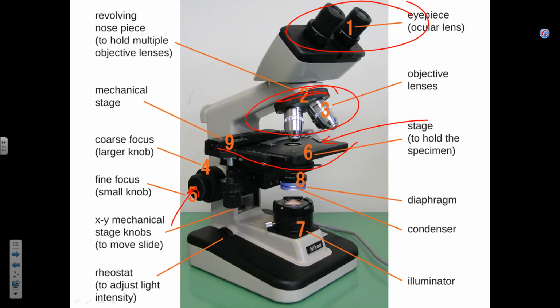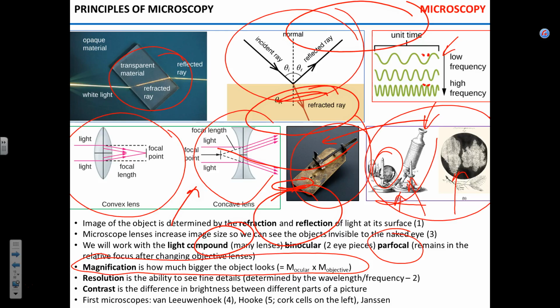Light intensity control is on the side of the microscope, so you don't burn your eyes. The condenser focuses the light on the specimen. The diaphragm regulates the amount of light that gets to the specimen from the lamp. Any questions?